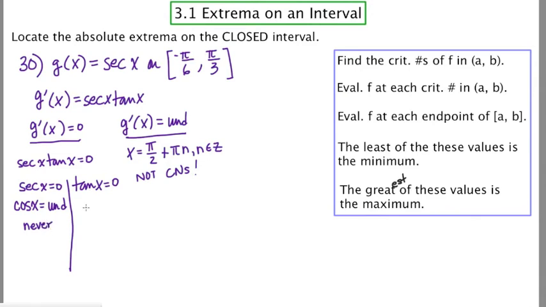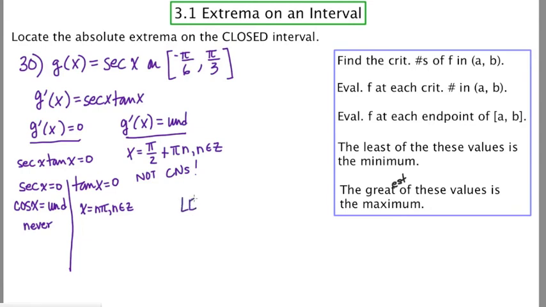Now, where is tangent equal to 0? Tangent is equal to 0 at 0 and pi and 2 pi and 3 pi. So I'm going to say n pi, n is an element of the integers. So we have to consider only those critical numbers that are in this interval here. So let's see what we got.